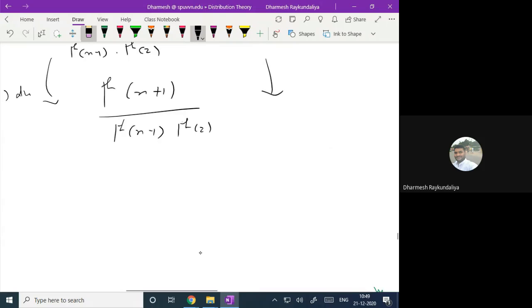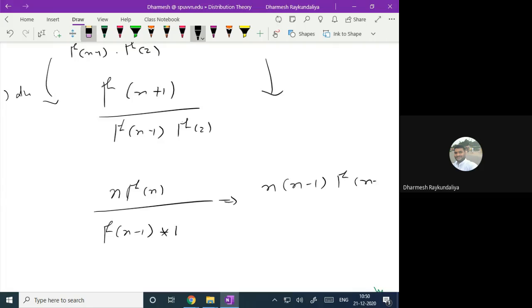Now gamma n plus 1 can be written as n into gamma n. So here it is gamma n minus 1, as it is I can write, and gamma 2 is nothing but 1 factorial, so that is nothing but 1. And this I can also write in this way, n into n minus 1 gamma n minus 1. And this is nothing but gamma n minus 1 into 1. So this will cancel out, so this part remains n into n minus 1.